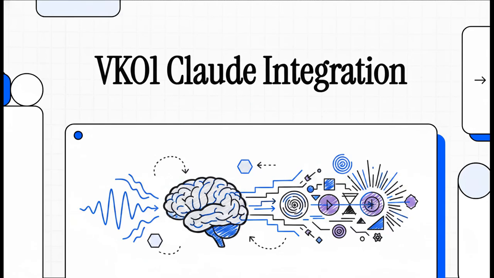Welcome to the Explainer. Today, we are looking at something that is, frankly, going to completely change how live visual performances happen. We are unpacking the brand new 1.29 update to VKO1. Now, you probably already know VKO1 as a total powerhouse for musicians and VJs. But listen to this. With this new update, they've introduced a revolutionary integration that basically gives your visual instrument a live agentic AI brain. It is absolutely wild.